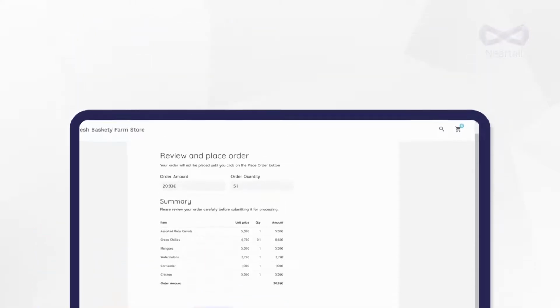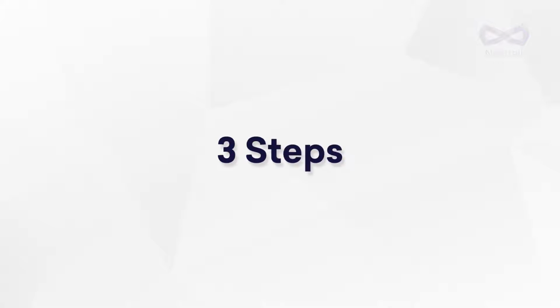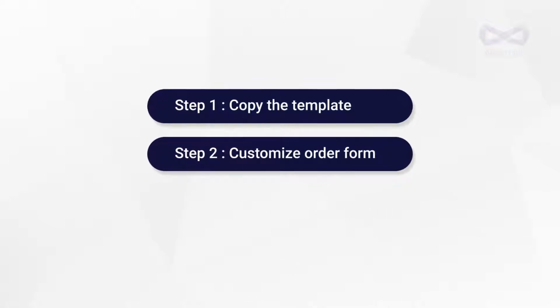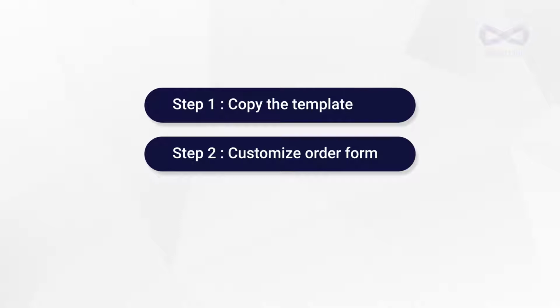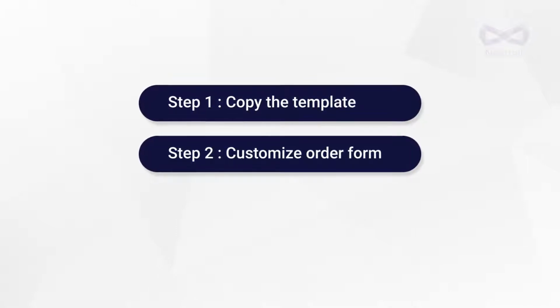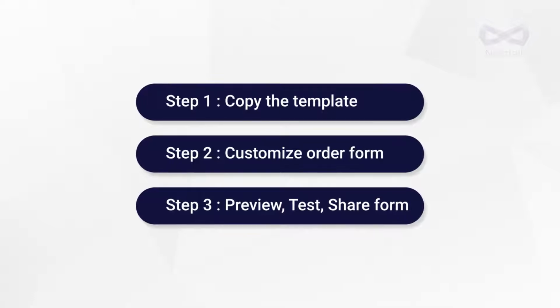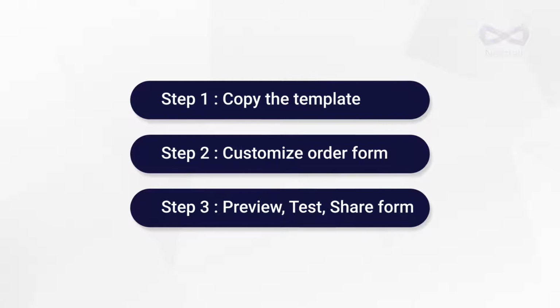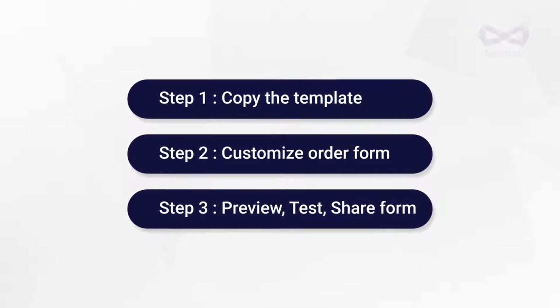Let's get started. We're doing this in 3 steps. Step 1. Let's copy this template. Step 2. Let's see how you can customize this template to add a new category of fresh produce and add or change the existing products. Step 3. Let's preview the final form and test by placing a sample order. And we'll see how you can share this form with your customers.